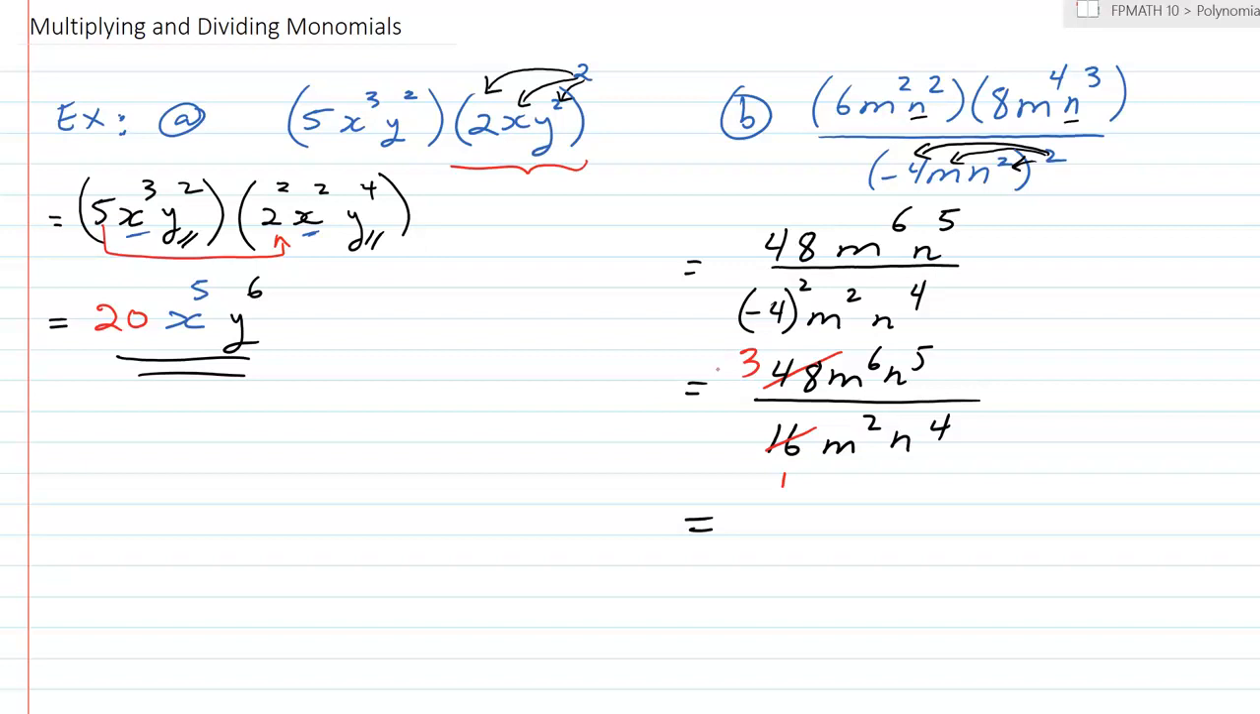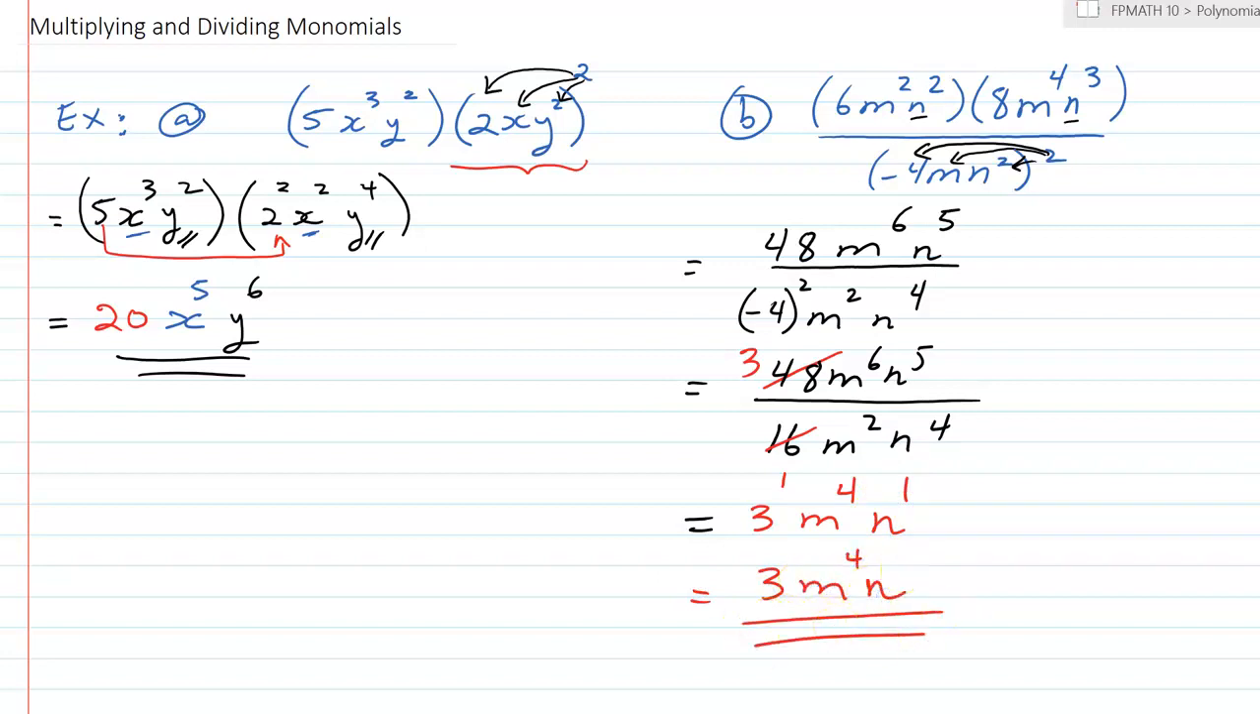And then the next thing is the variables. So m to the 6th over m squared, subtracting. So we have a 3 on top. m to the 4th, 6 minus 2 will be 4. Base will be m. And then we have n to the 5 divided by n to the 4th. Subtract the exponents. That would be n to the power of 1. Final, to polish it even better, will end up being that.